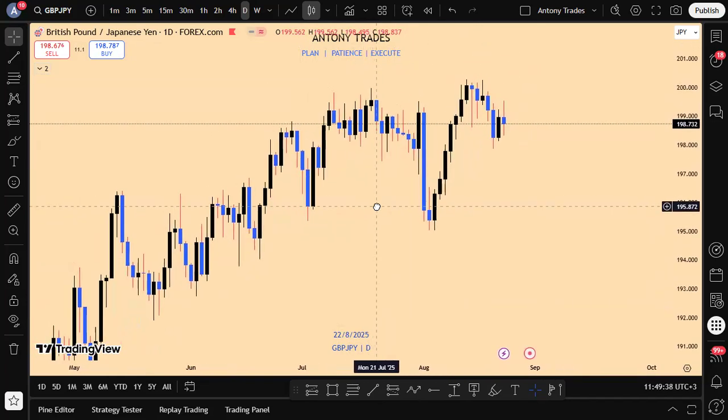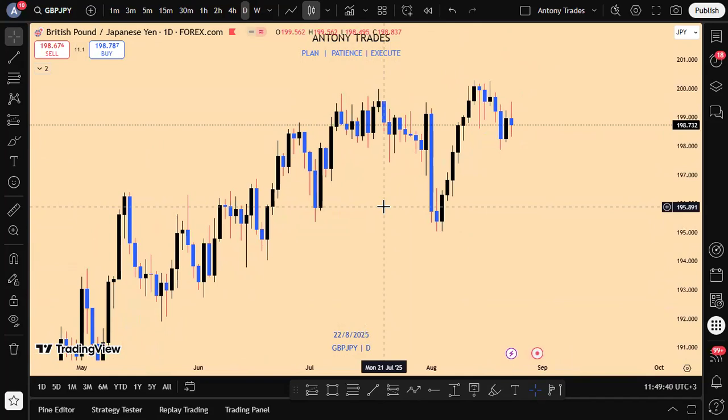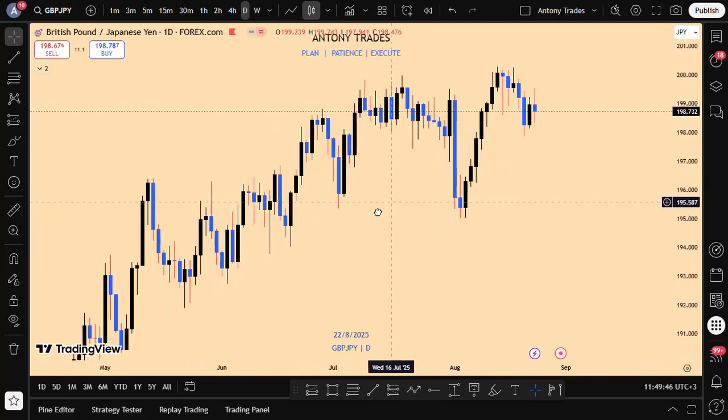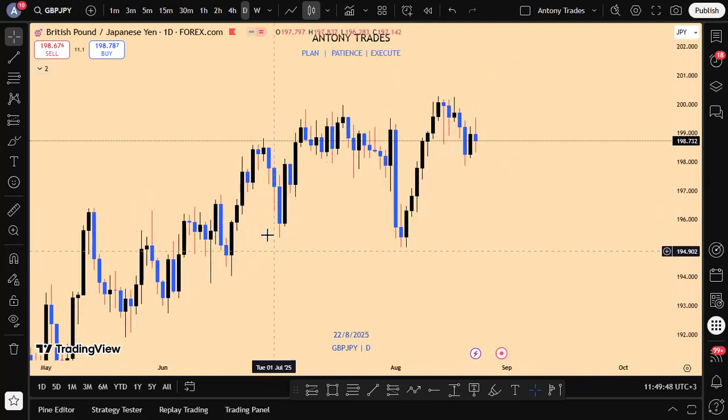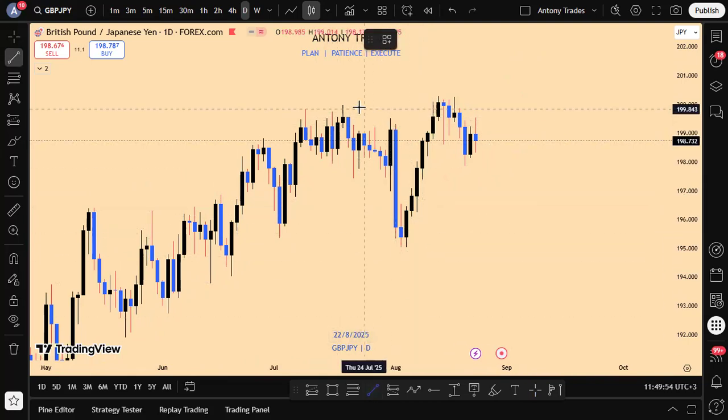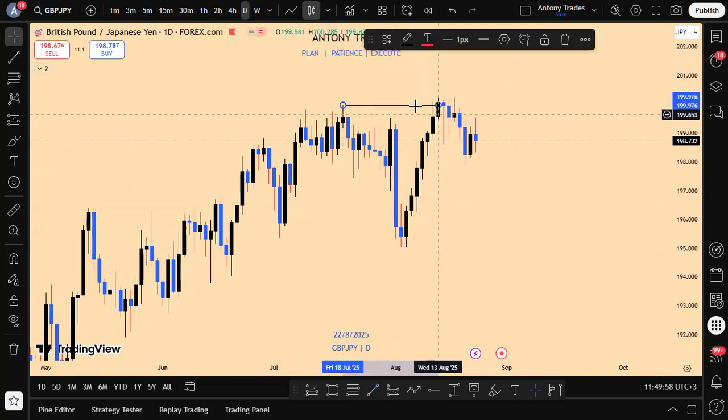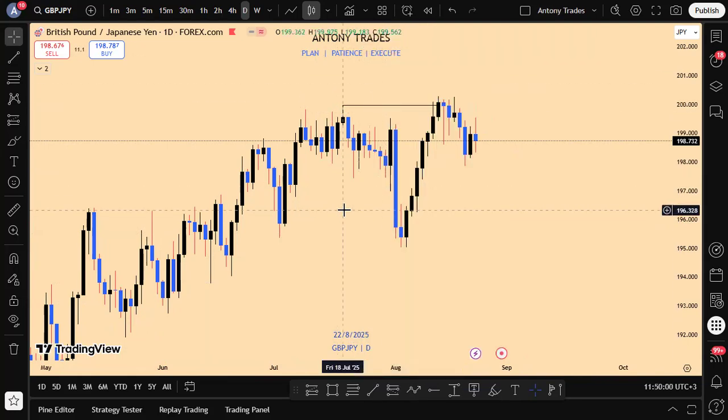Now, how do we analyze our market? It's very easy, and for me, I like to concentrate on the recent price action. What is the market doing recently? And from what I can see here on the daily time frame, this is a valid break of structure. This is a valid break of structure.